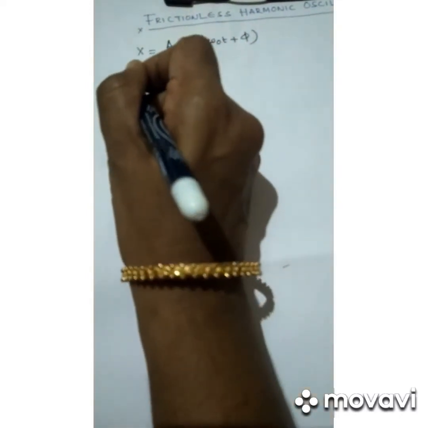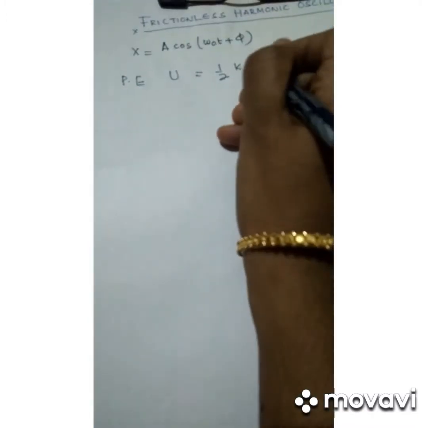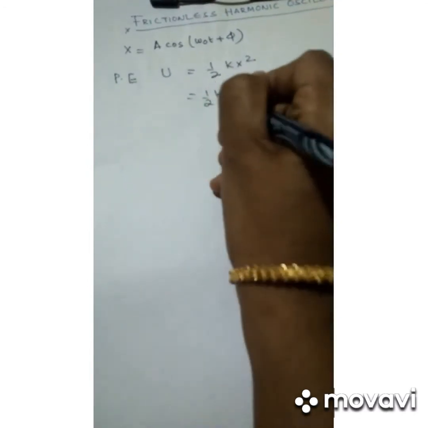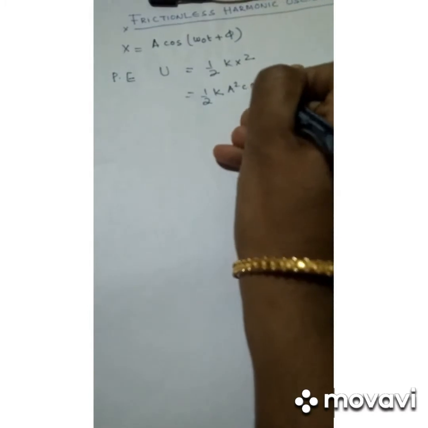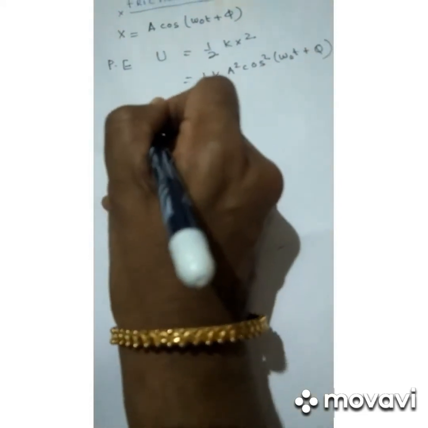Now, energy considerations. First take the potential energy, which is given by U equal to half k x squared. Here we know what x is, so it comes out to be half k A squared cos squared(omega 0 t plus phi).